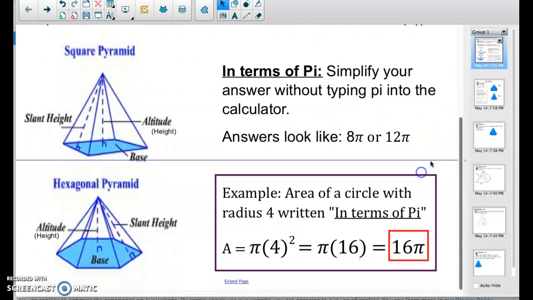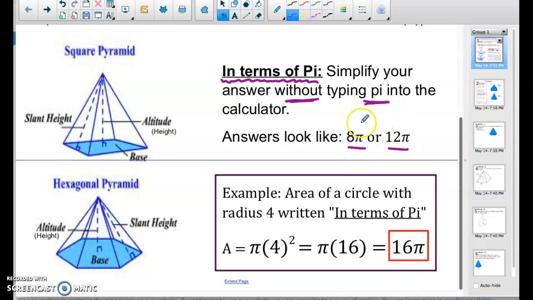Now, one phrase that you have not seen yet that is kind of important is "in terms of pi." In terms of pi means that you're going to simplify your answer, but you're not going to type pi into the calculator. You are not going to do that. So your final answer might look something like 8 pi or 12 pi. Those are in terms of pi. That's what that looks like.